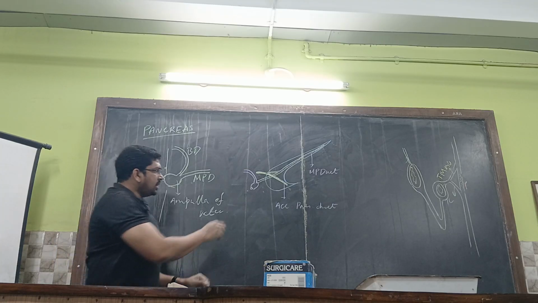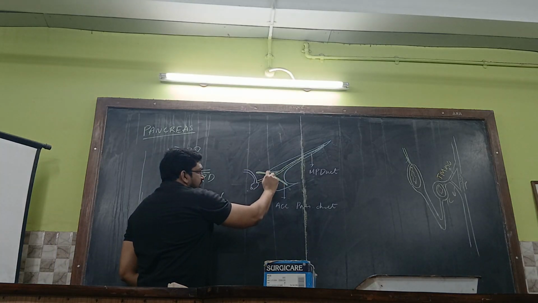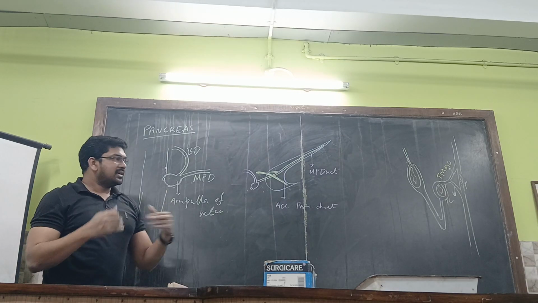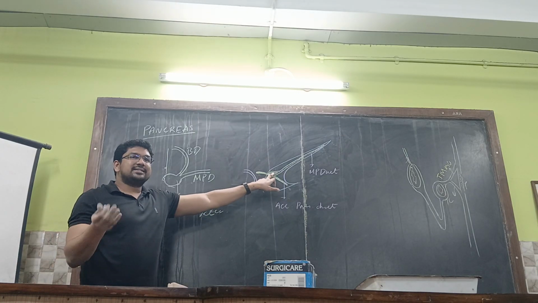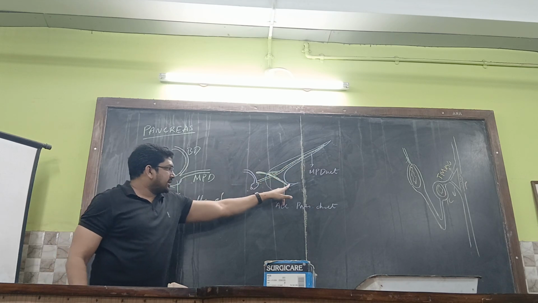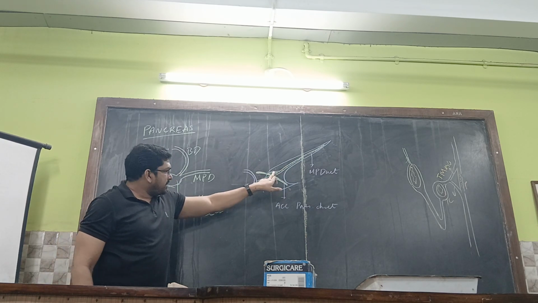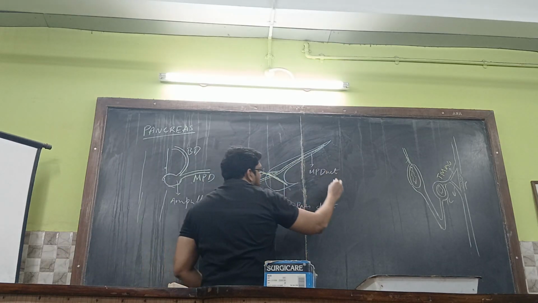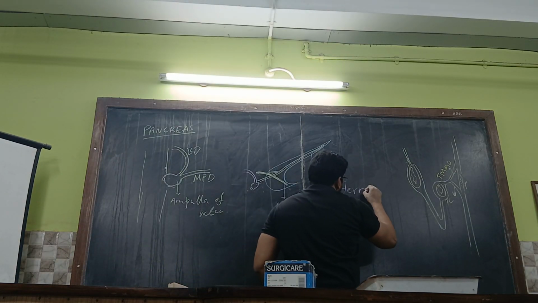Got it? But these both ducts are connected by means of a communicating duct. In between the two ducts, there is a communication over here. That is a communicating duct. Getting it or not? So the main pancreatic duct is connected to the accessory pancreatic duct by means of this communicating duct over here. But there is a term called, this is very much important.